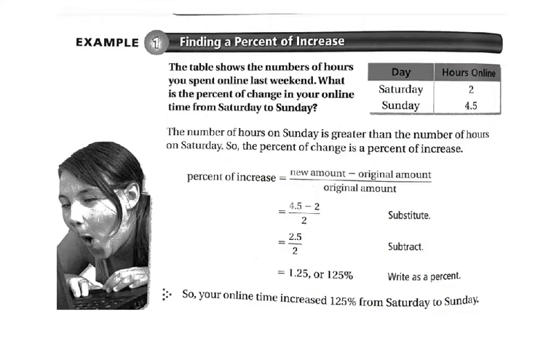All right, so let's look at some examples. So here it's an example from the lesson. It's giving you a table of hours online Saturday, hours online Sunday. They want to know what the percent of change is in your online time from Saturday to Sunday. So the percent of increase, so you can see you are increasing, first of all, because going from 2 to 4.5, that's going to be an increase, not a decrease. So how to calculate that? Your percent of increase is going to be 4.5 minus 2 over 2. So it's 2.5 over 2. You pop that in your calculator. You're going to get 1.25. Just move your decimal 2 places to the right to get 125%. So the increase is 125% of your online time. Okay.